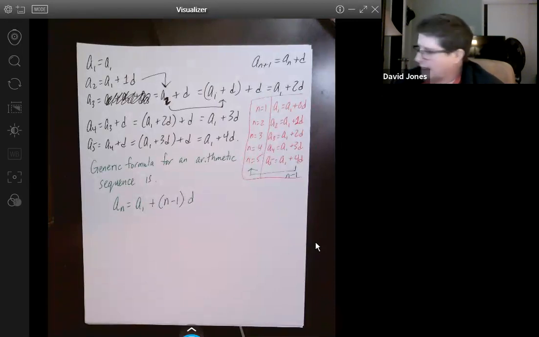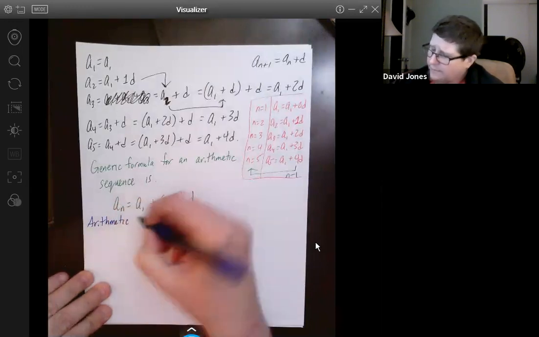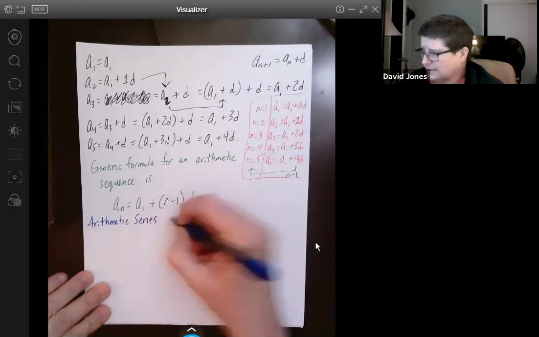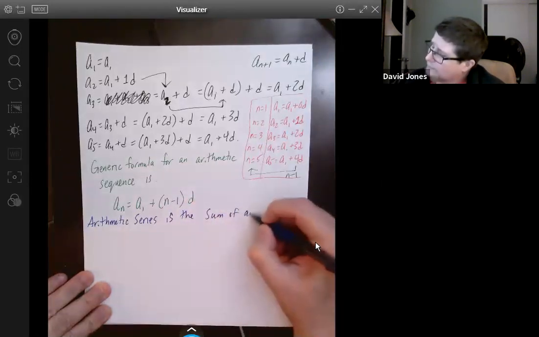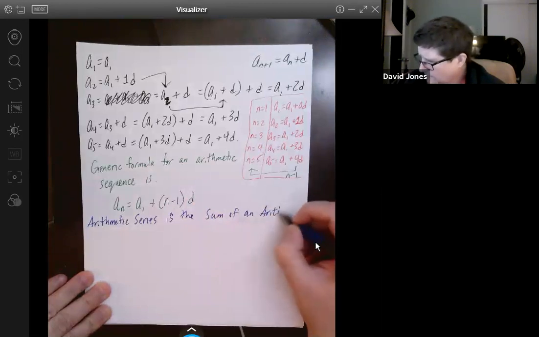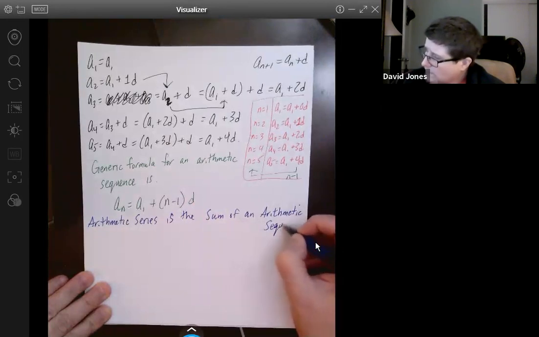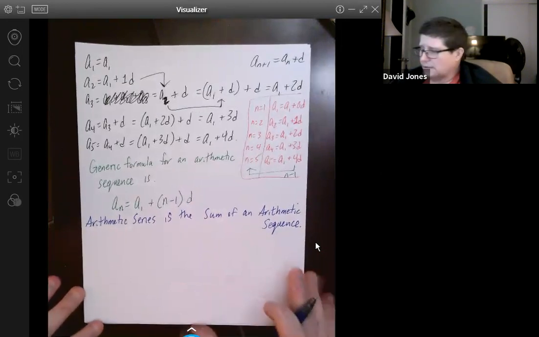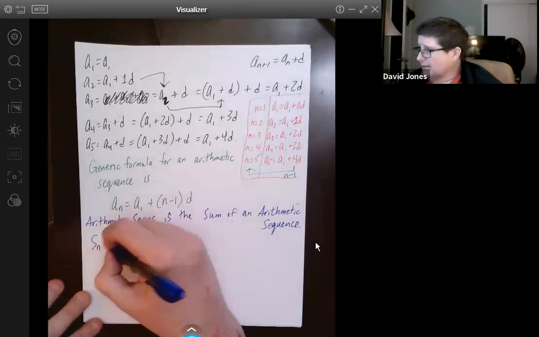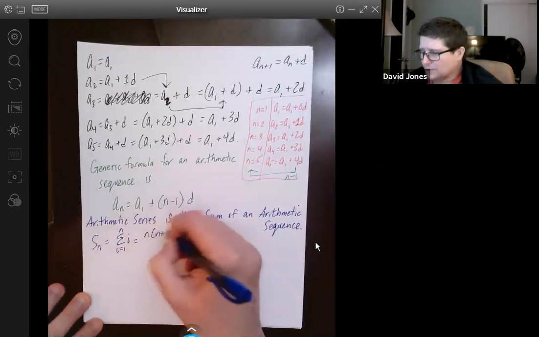Okay, an arithmetic series, of course, is similar. Arithmetic series is the sum of an arithmetic sequence. Recall we had S sub n for i equals 1 to n of i equaled n times n plus 1 over 2.